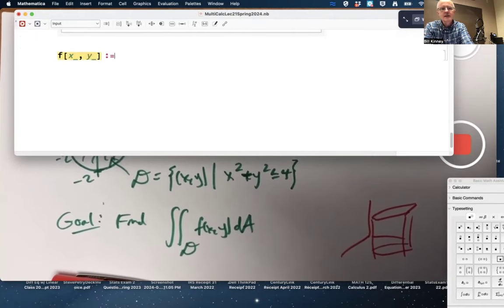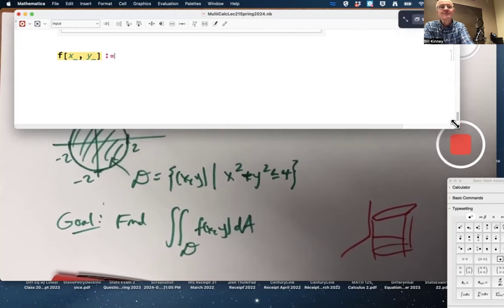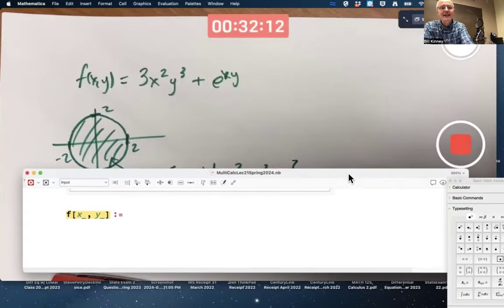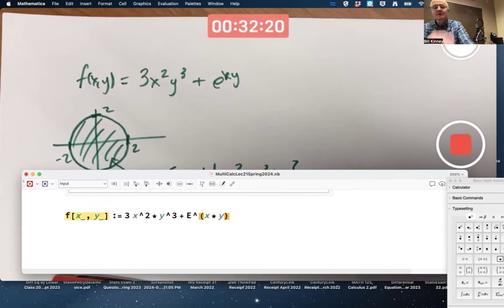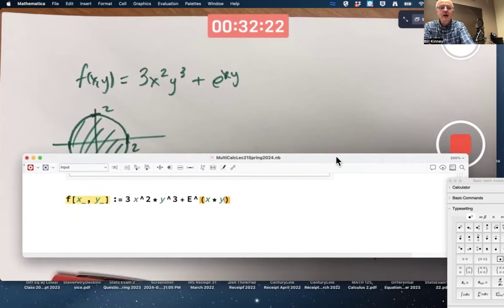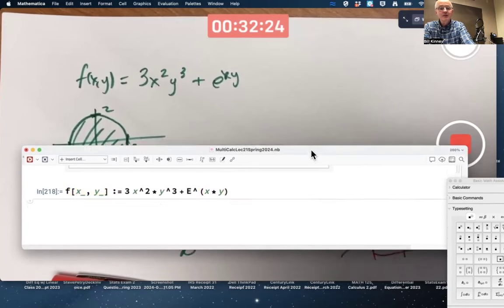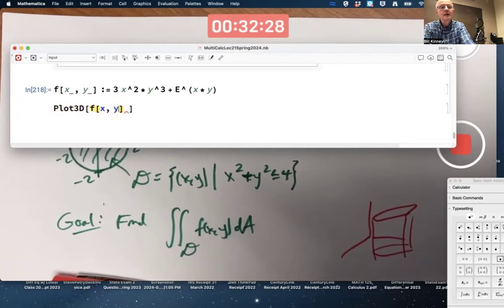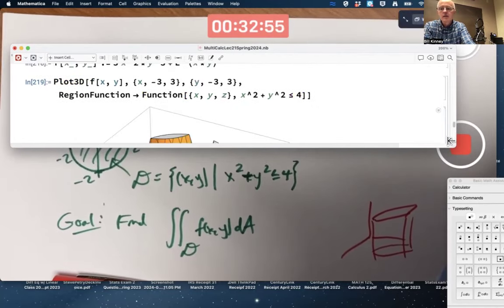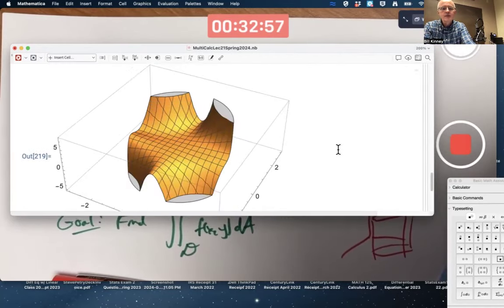Setting up the integral in many situations is more important than actually doing it. I mean, you want to be able to do it as well, but the more important skill is setting it up. So we could still set it up here and see if Mathematica can do it for us. So there's the function. Let's first see what its plot looks like. Plot3D. There's what the graph looks like.